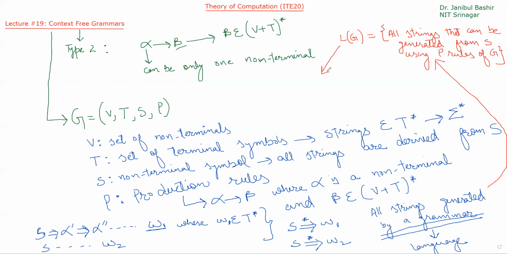Or in other words, it can be written like this: L of G contains strings W belonging to T star, that means strings of terminals, such that S can derive this string W in one or more steps using the production rules. So we can write it like this, or we can write it like this. This is the definition of a context-free grammar and the language generated by a grammar.